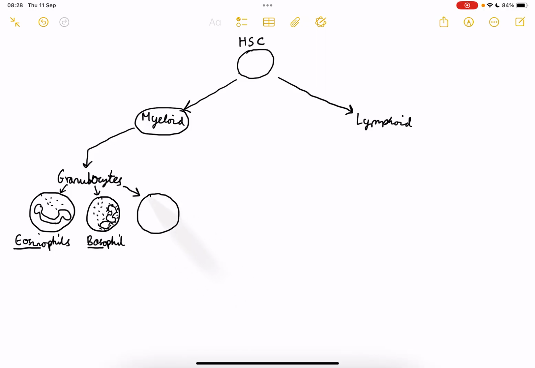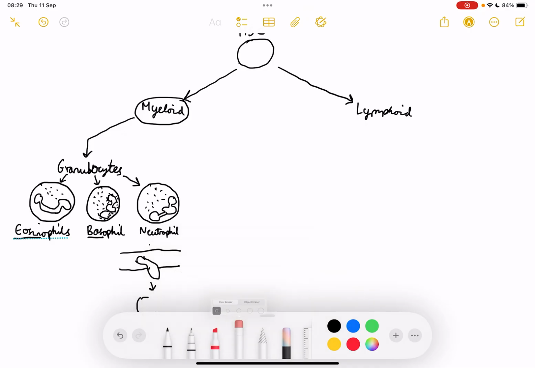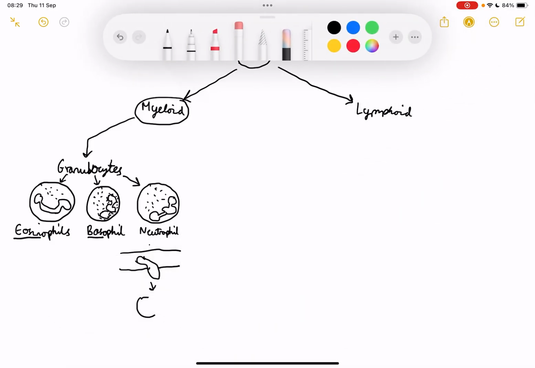And the third example are neutrophils, which don't particularly stain with acidic or basic dyes. They do have cytoplasmic granules as well, though, and their nucleus can be multilobed. And this is particularly because it's especially involved in the phagocytic response, so it has to be able to undergo diapedesis, which means squeezing out from between the gaps in the endothelia of blood vessels, and engulfing pathogens.